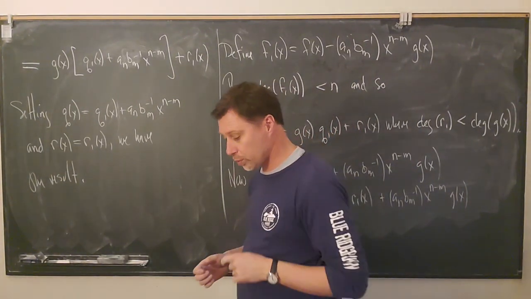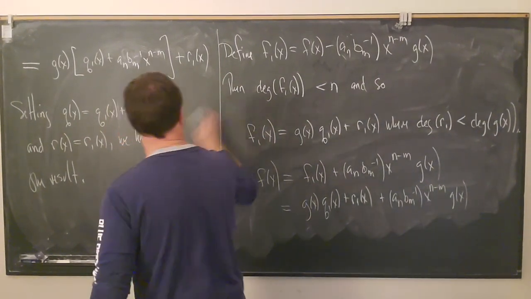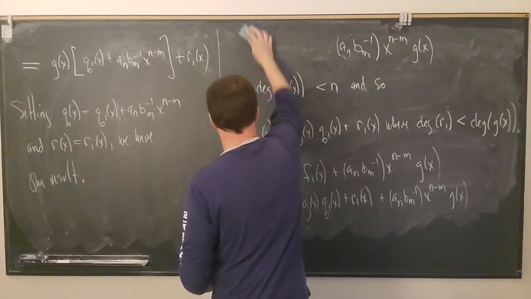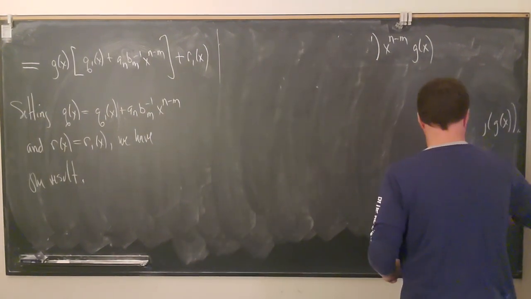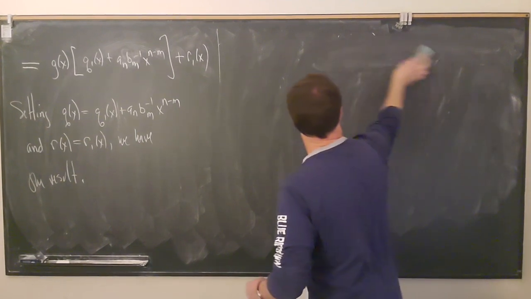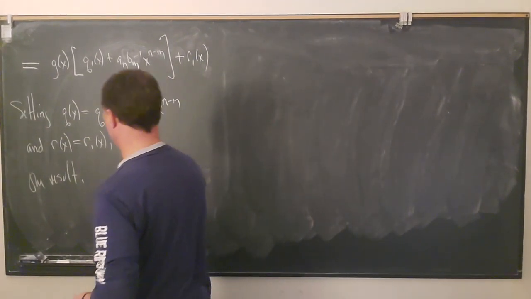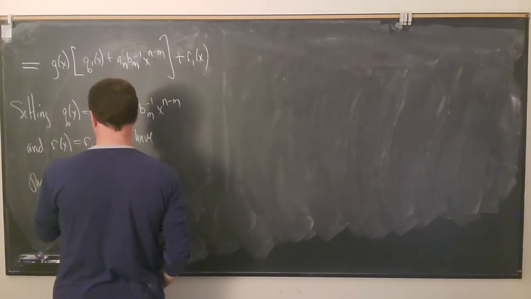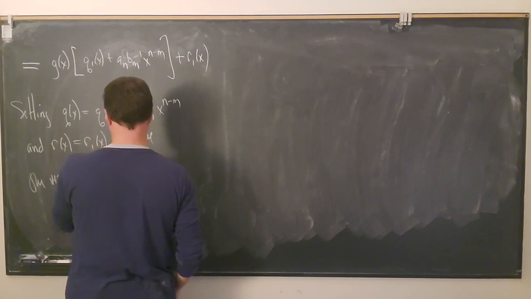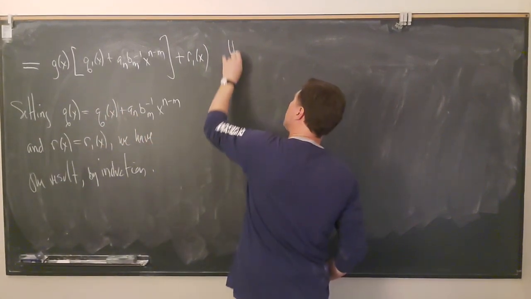Now, we're not done with the proof. We still need uniqueness. What we've shown is existence so far. And I would like to say we have the result by induction. Okay, so now let's complete the uniqueness portion.